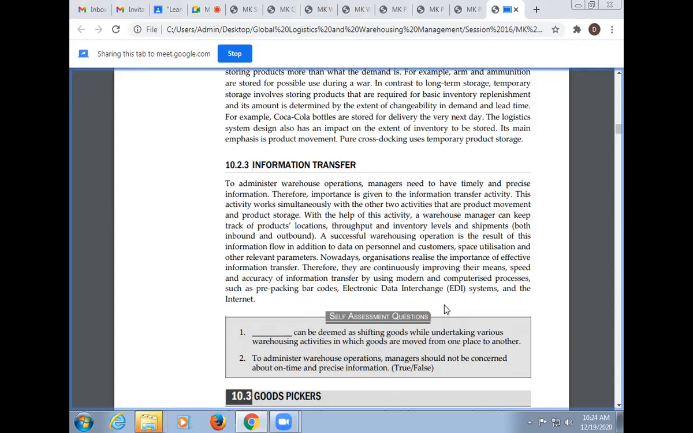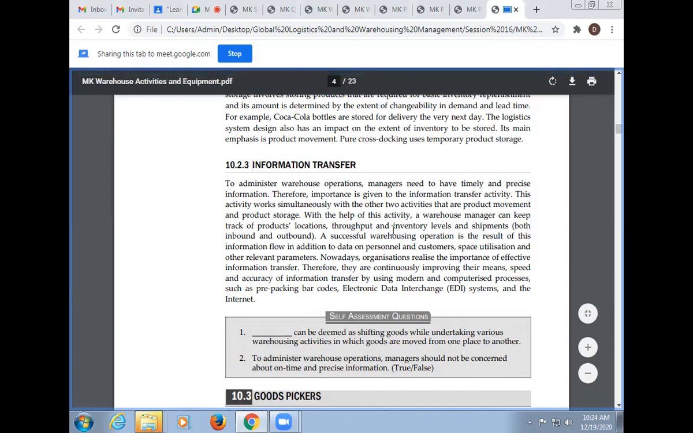In the multinational companies in Europe and Australia, mainly data are transferred with the help of the electronic data interchange method, internet-based electronic data interchange method, and the barcode method. I have written many papers in the case of the electronic data interchange. You can make different projects on how the electronic data interchange can be used to transfer the data. Right? This is the information transfer.